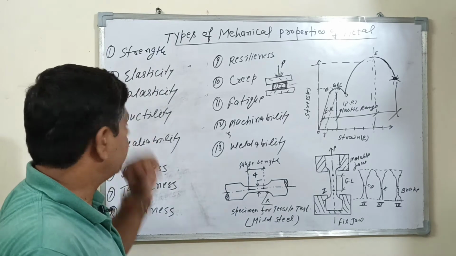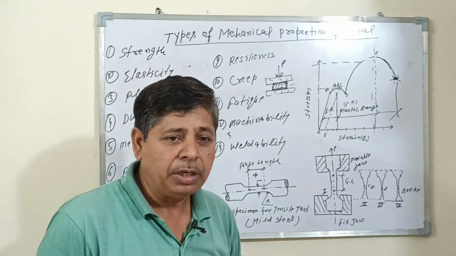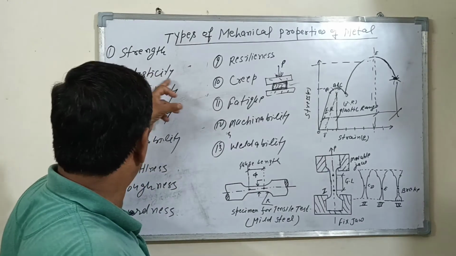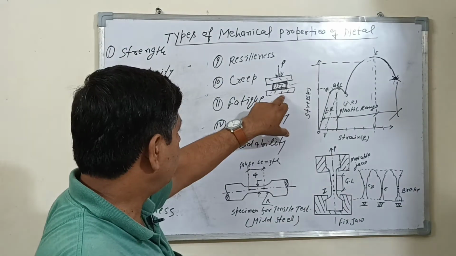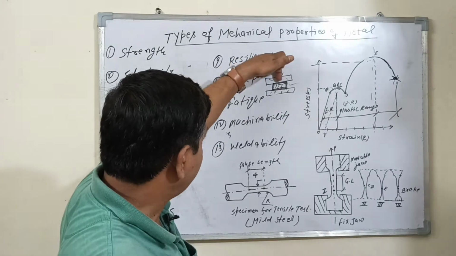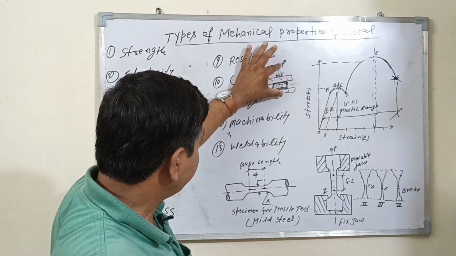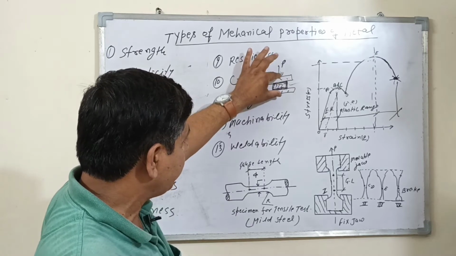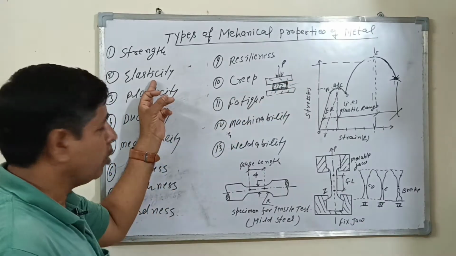Number two is elasticity. This type of material is able to regain its original shape and size after removing the external load. Rubber is the best example of elasticity. You can see this figure. This is the base plate, this is a rubber block, this is a pressure plate. When the load is applied here, the rubber is squeezed. After removing the force, the material is able to retain its original shape and size due to elasticity. So you can say that rubber is the best example of elasticity.